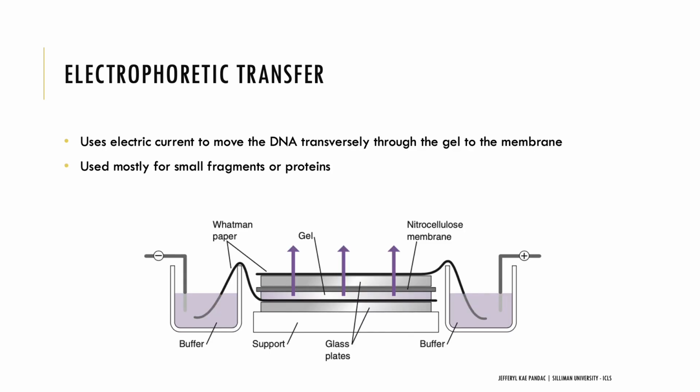The next blotting technique is electrophoretic transfer. This technique uses electric current to move the DNA from the gel to the membrane. This system utilizes electrodes that are attached to membranes above and below the gel. The current carries the DNA transversely from the gel to the membrane.